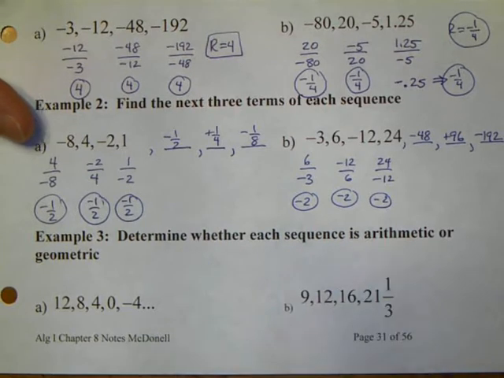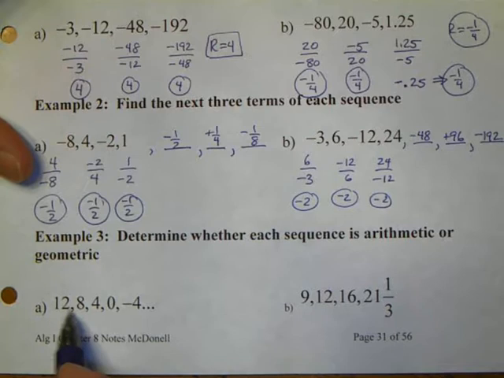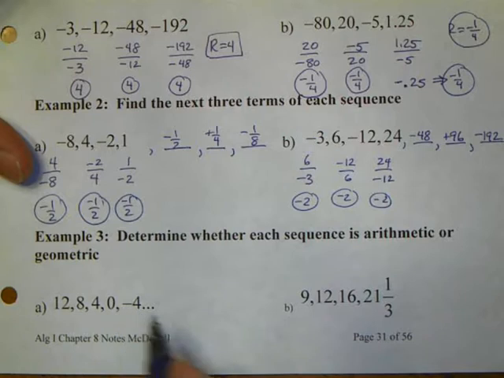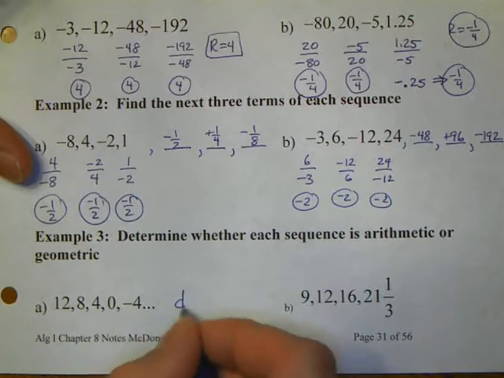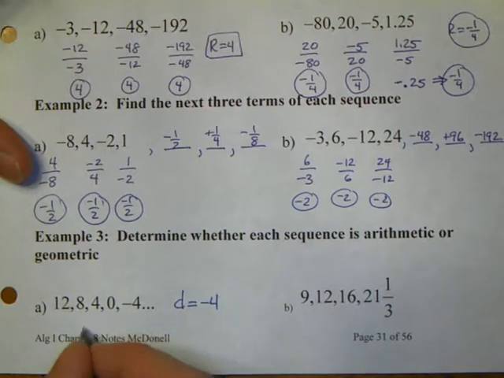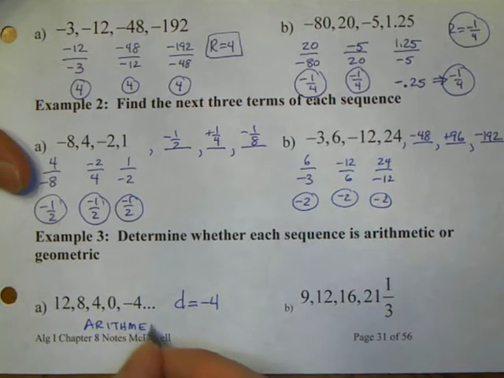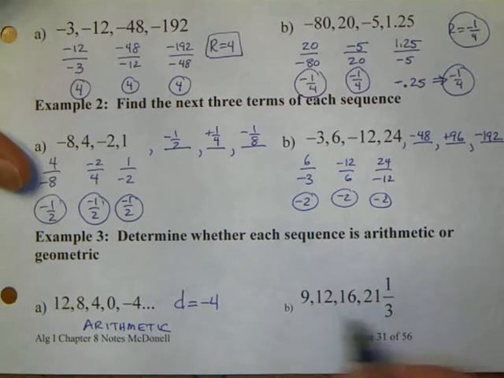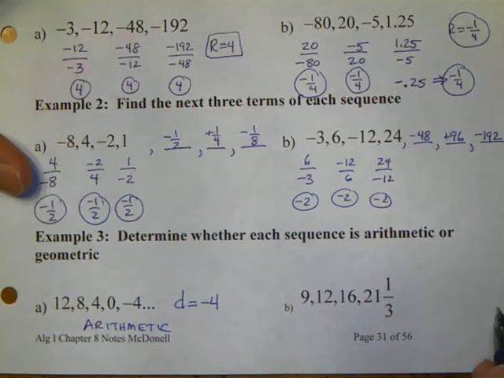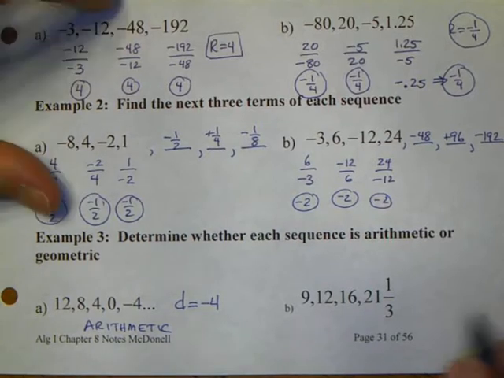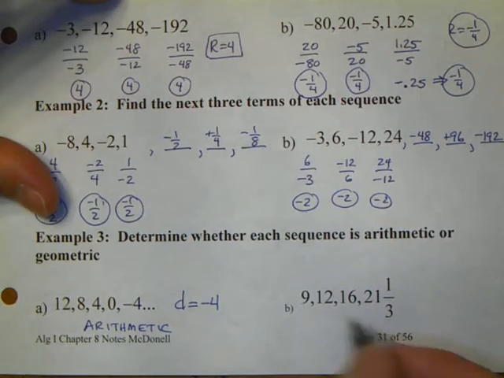Let's look at our bottom two examples. Here we're going to try to determine whether it's arithmetic or geometric. To do this, we ask, are we adding or subtracting something consistently, or are we multiplying by something consistently? Let's look at this first one. 12 to 8, that's a difference of 4. 8 to 4, a difference of 4. So it looks like in each of these cases, it's going down by 4. So the common difference is negative 4. Therefore, this is an arithmetic sequence.